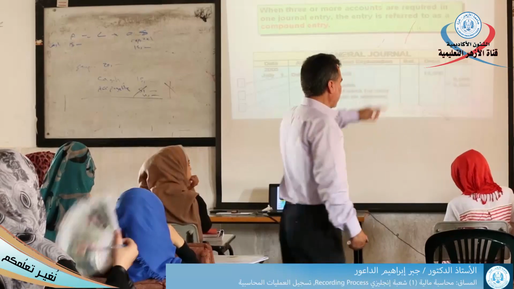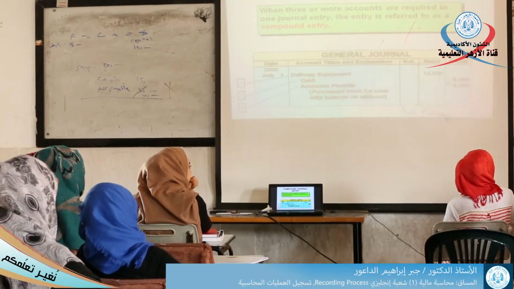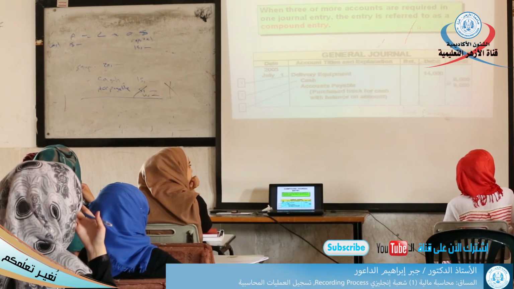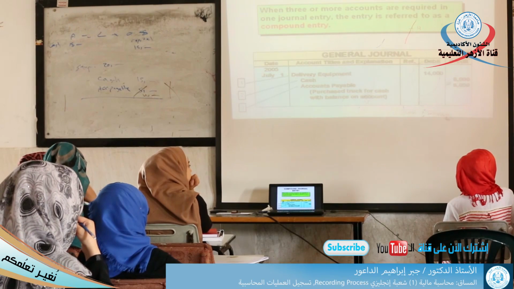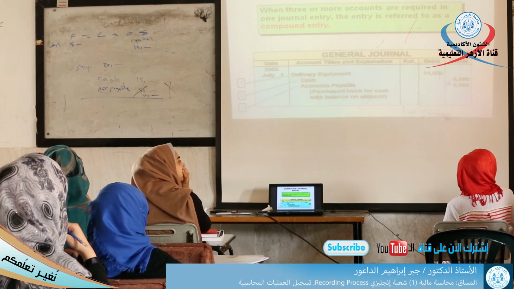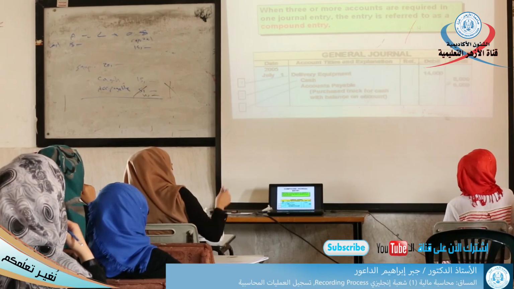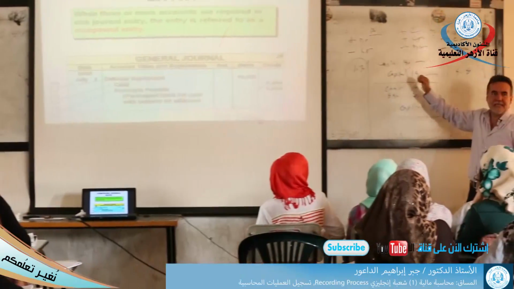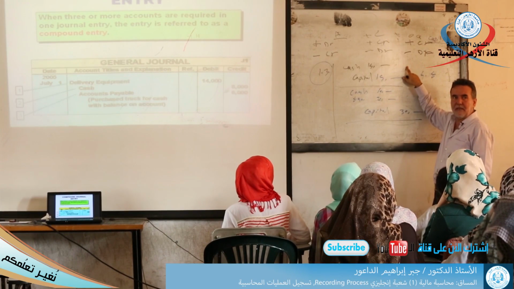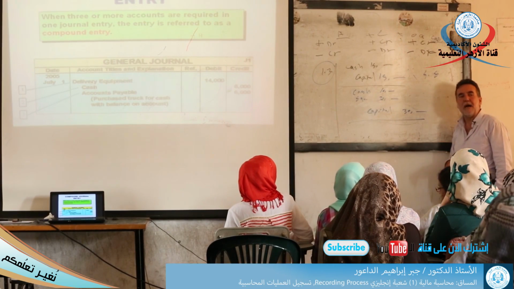Compound entry. Here, this entry is called a simple entry. Why? Because each side has just one item. The debit side has one item, and the credit side also has one item. So it is called a simple entry, whereas this entry is called a compound entry.